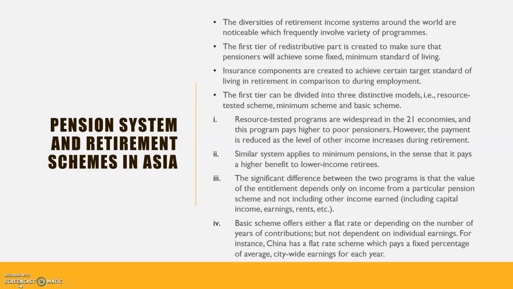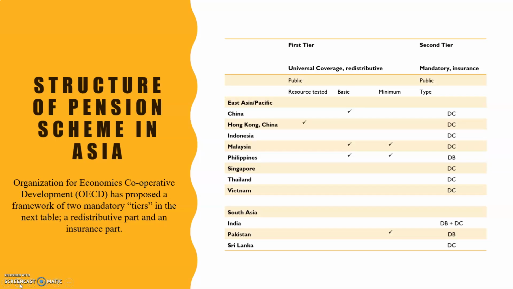Okay. Meanwhile, the third program is the basic scheme, which offers either a flat rate or a benefit depending on the number of years of contribution, but not dependent on individual earnings. For instance, it's like how much is your contribution, not how much you earn. For instance, China has a flat rate scheme which pays a fixed percentage of average citywide earnings for each year, and Korea has the same program as well. So these are the structures of pension schemes in Asia.